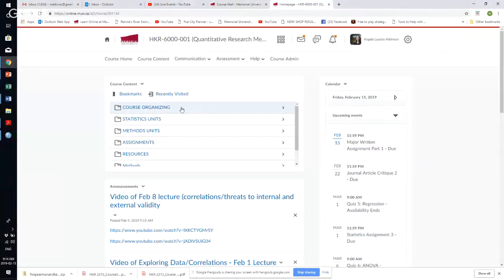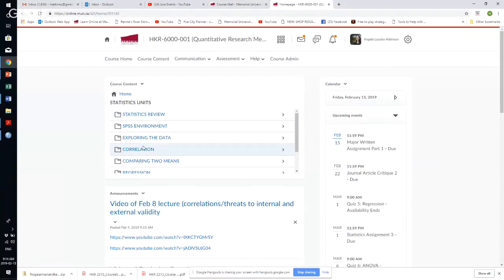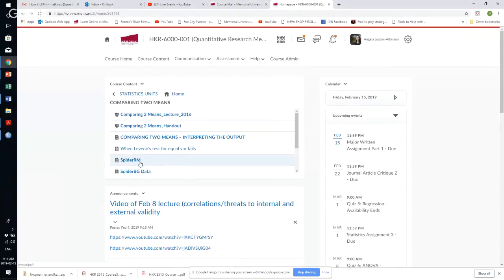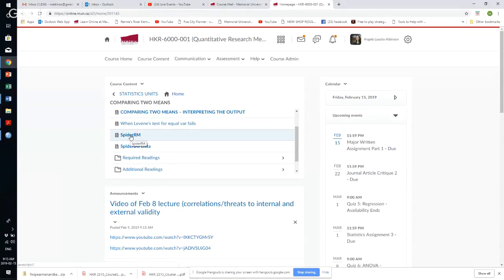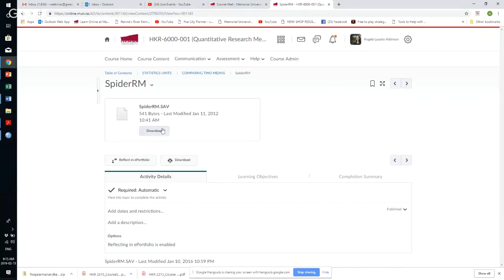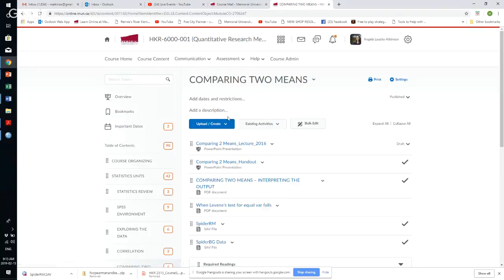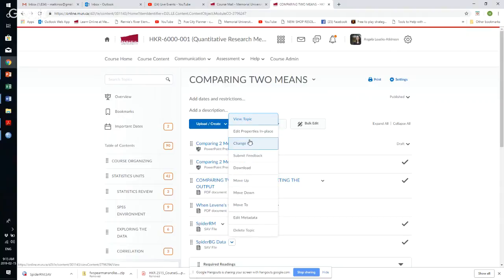All right, so today we're doing t-tests. If you go to comparing two means, you'll see here that we have two data sets that we're going to be looking at. I'm going to just download them. So spider RM is spider repeated measures. And then we have spider BG, which is between groups.